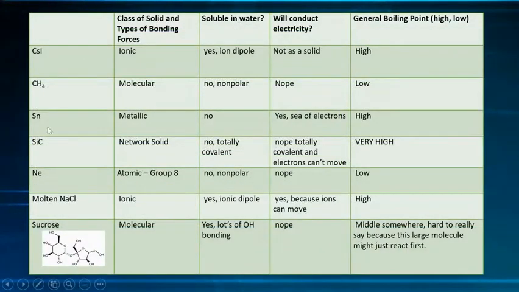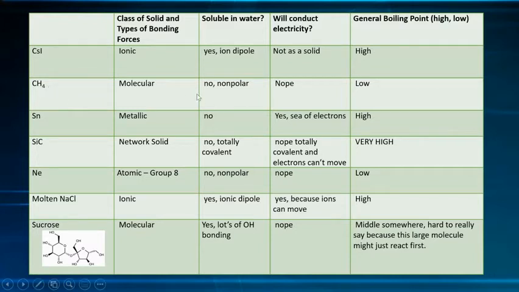On our next slide, we have a whole bunch of different combinations of elements. We're just to figure out what type of solid and all the different properties we're supposed to know. So this is a metal and a nonmetal, so it'd be ionic. Yes, it would dissolve in water using ion-dipole attraction. It would not conduct electricity as a solid, and it would have a very high boiling point because it's an ionic solid and they're held together with strong electrostatic forces.